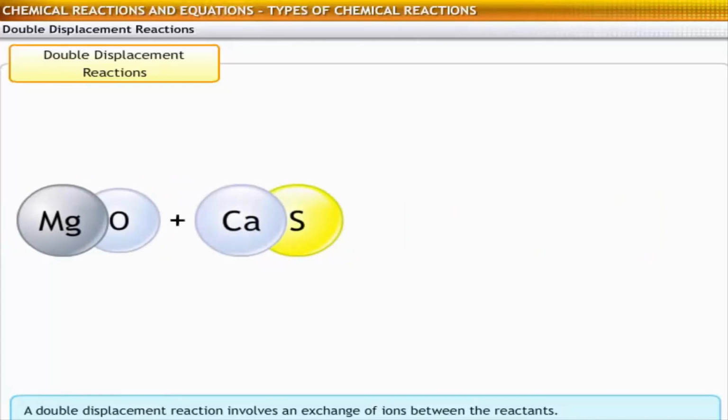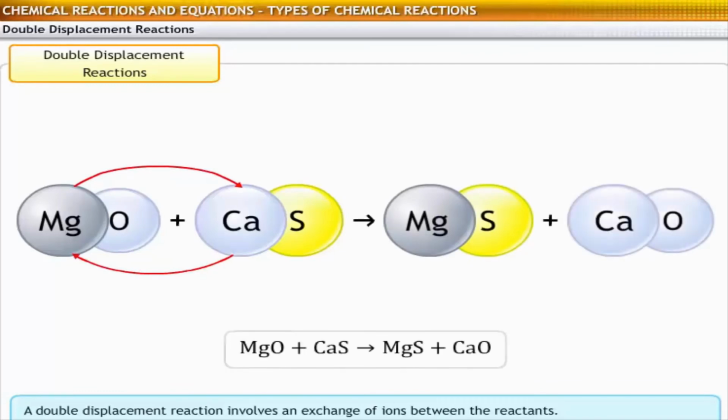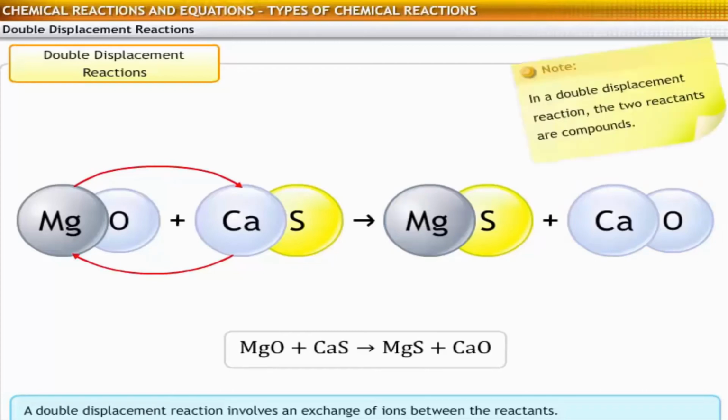In this reaction, magnesium and calcium ions interchange their places to form magnesium sulfide and calcium oxide. This reaction is known as a double displacement reaction because two compounds, magnesium sulfide and calcium oxide, are formed by the displacement of magnesium and calcium ions with each other. When the two reactants involved in a reaction are compounds, it is a double displacement.